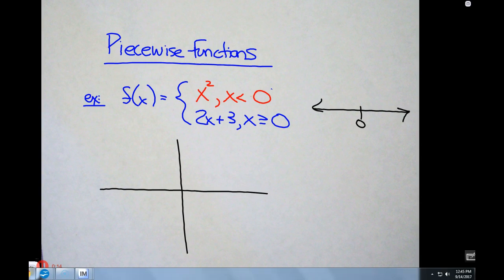So if you think about a number line, what this means is everywhere to the left of 0, x squared is our equation. And everywhere to the right of 0, 2x plus 3 is our equation. And then they're either going to meet or they're not. And if they meet, does the limit exist? If they don't, does the limit exist? No. So that's basically what we're trying to find out. Like, do they come together in one spot or are they separate?